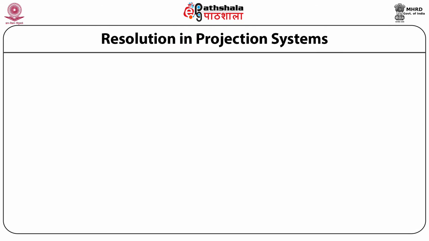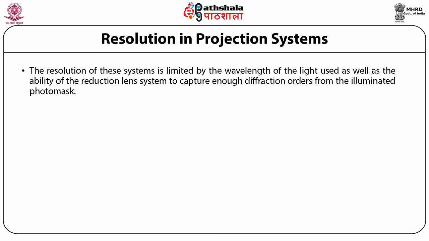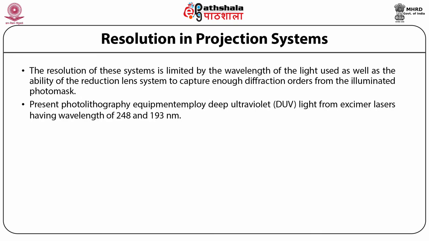Resolution in projection systems. The resolution of these systems is limited by the wavelength of the light used, as well as the ability of the reduction lens systems to capture enough diffraction orders from the illuminated photomask. Present photolithography equipment employs deep ultraviolet light from excimer lasers having wavelengths of 248 and 193 nanometers. Thus, the minimum feature sizes can be reached up to 50 nanometers.